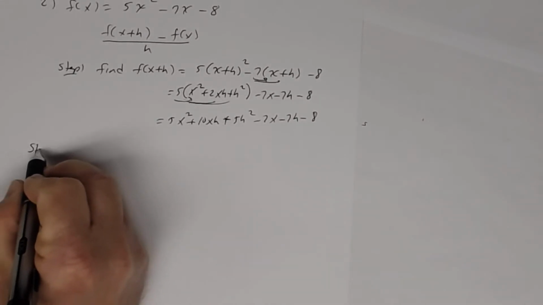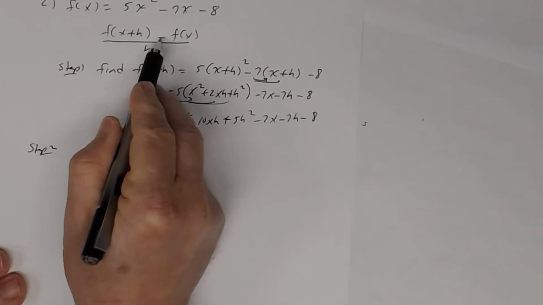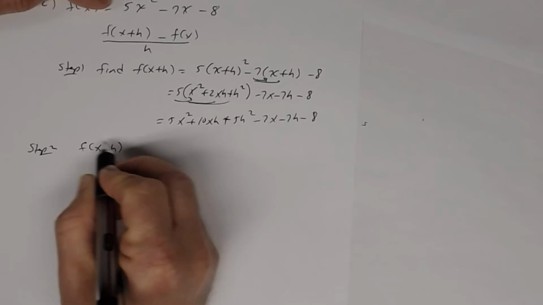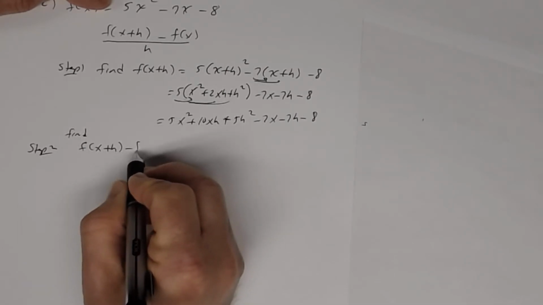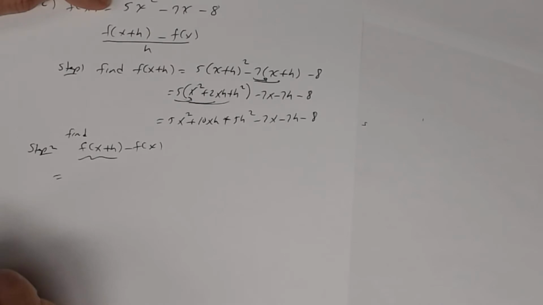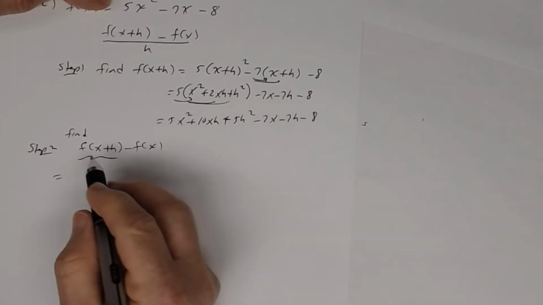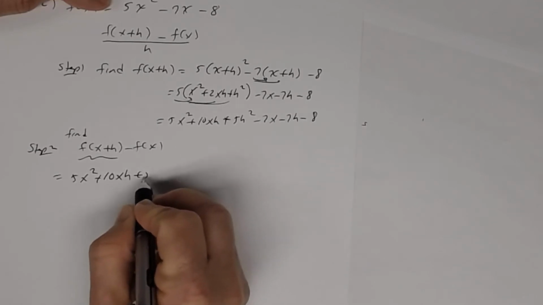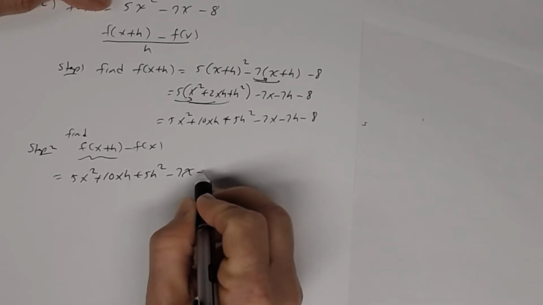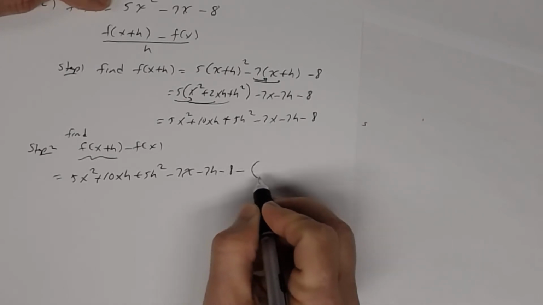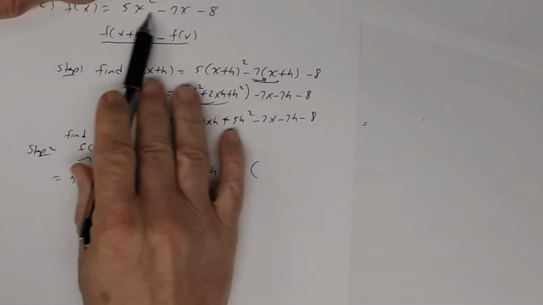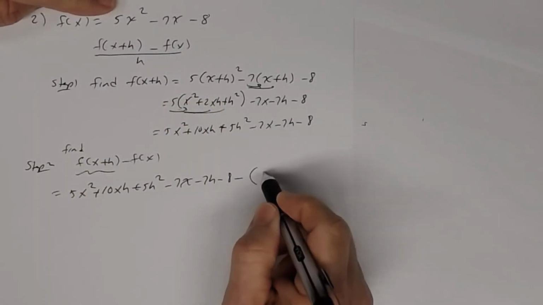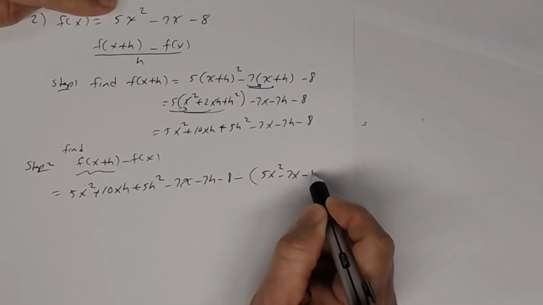Now step 2. Remember, step 2 is where you take what you just found and subtract your function from it. So step 2 is to find f of x plus h minus f of x. Well, you just found f of x plus h, right? So that's all of this. So let's go ahead and write all of that: 5x squared plus 10xh plus 5h squared minus 7x minus 7h minus 8. And then subtract, in parentheses, all of this function right here, all of those terms. So that becomes, in parentheses, 5x squared minus 7x minus 8.